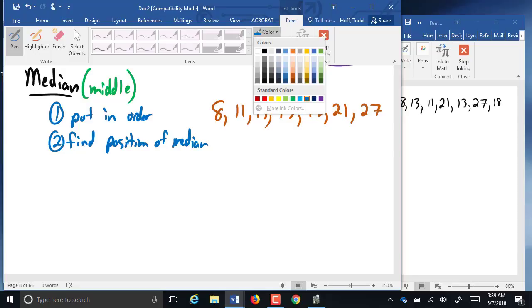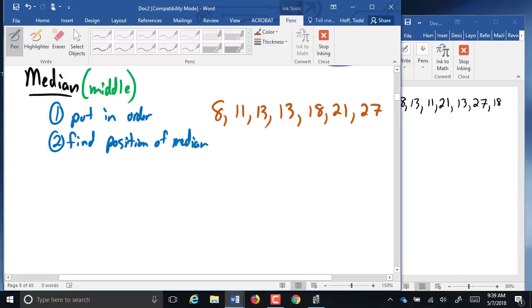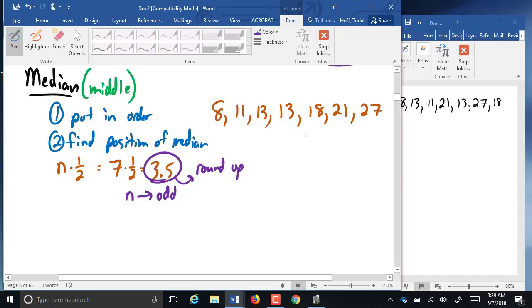To do that, I'm going to take n times 1/2. N was 7, right? So 7 times 1/2 is 3.5. Now, since n was odd, we have to round this up to the 4th position.